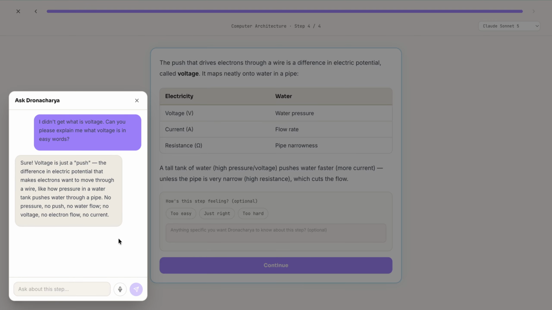Now let's say if I ask something off topic. Can you write the code for palindrome? So it is a very off topic question. Let's see what it does.